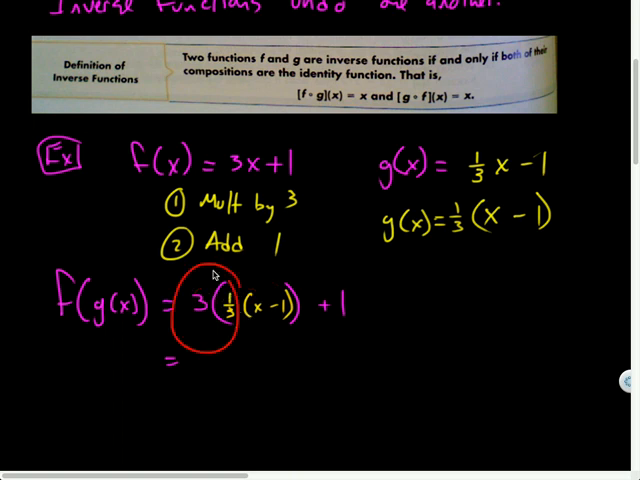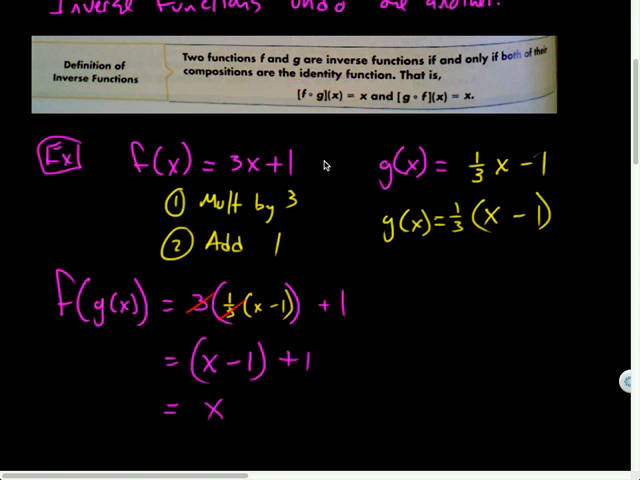But notice I can actually multiply these two right off the bat. What is 3 times a third going to be? Notice what color I'm using. You're not wrong for saying distribute the 1/3. That would have also worked. I just want to point that out. So I'd have x minus 1 and then plus 1. And I think you guys agree negative 1 plus 1 is 0. So I just get regular old x, which is what I wanted, right? f of g of x should equal x.